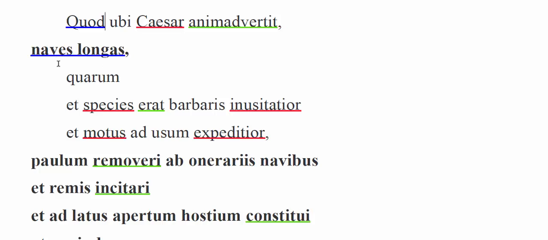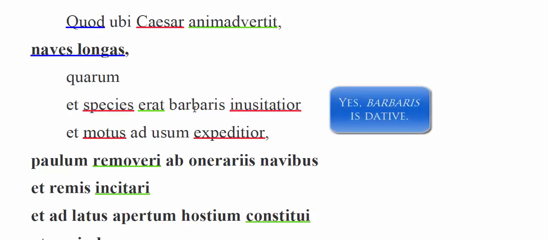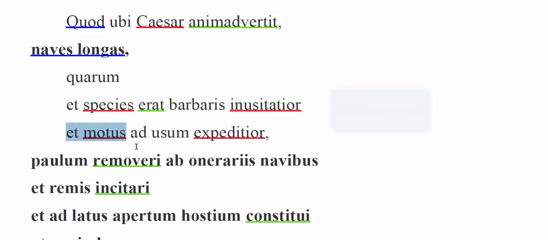So the warships, because quarum is referring to the naves, whose appearance was very unusual to the barbarians. They were not used to seeing warships of this type, and whose movement, or ability to move, was very useful, expeditior, to this purpose. And the purpose is what Caesar's going to explain down below. So what did Caesar have them do?